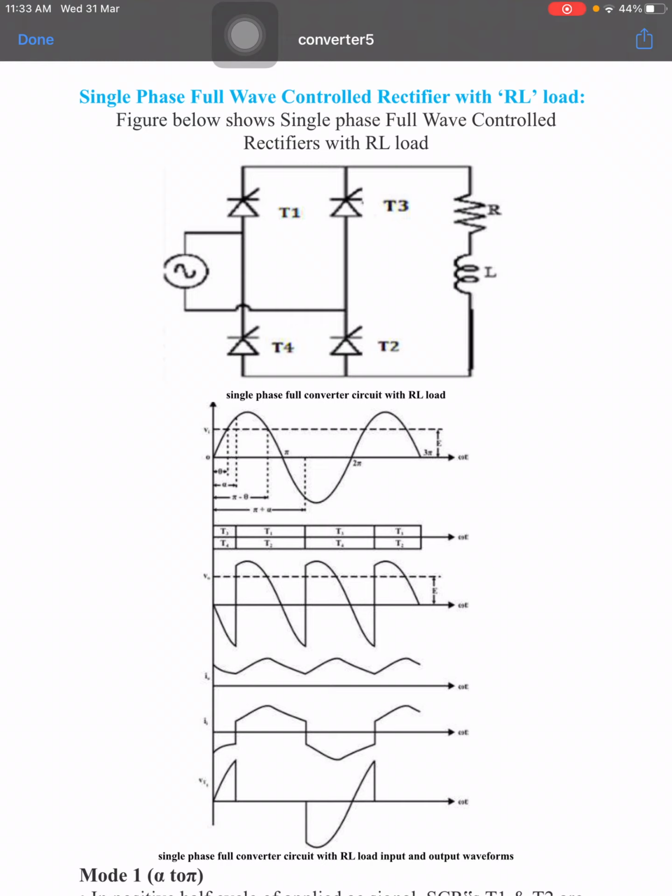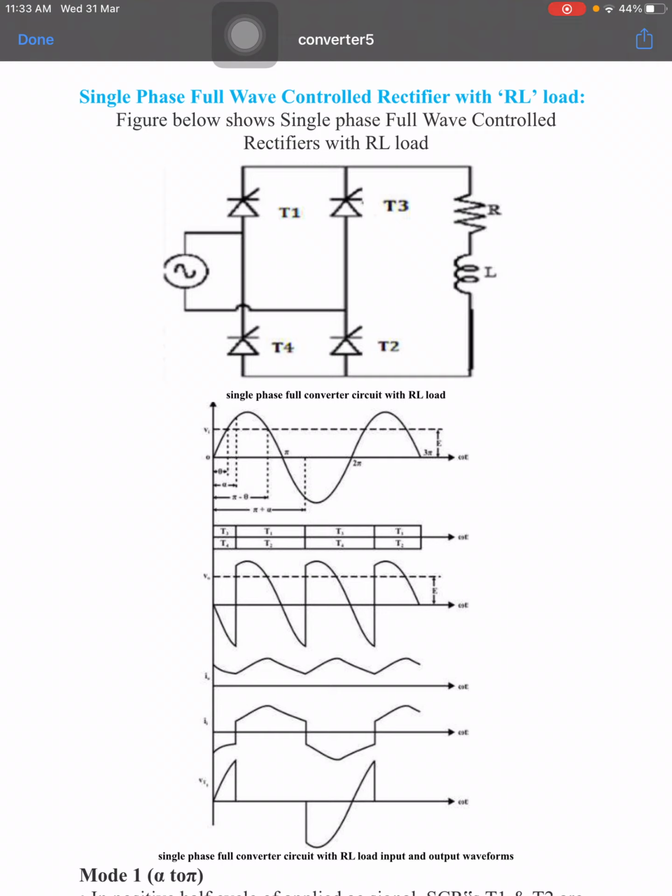Means T1, T2 is reverse biased, which is nothing but the off state, when T3, T4 is in the on state. T3, T4 conduct in the negative half cycle. What is the range? Pi plus alpha to 2 pi. Then what happens to the load voltage? It becomes positive. Then the energy stored in the inductor is discharged. For example, with positive load voltage, what happens? Load energy gets stored.